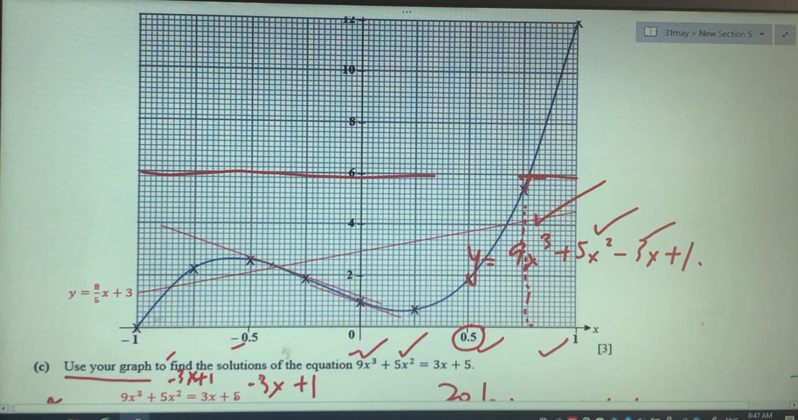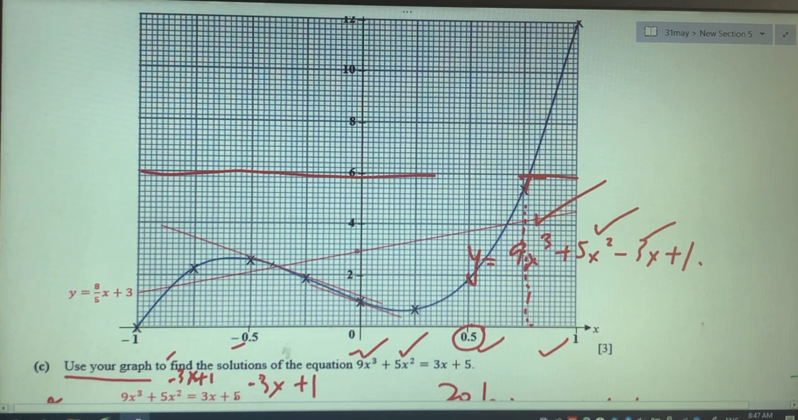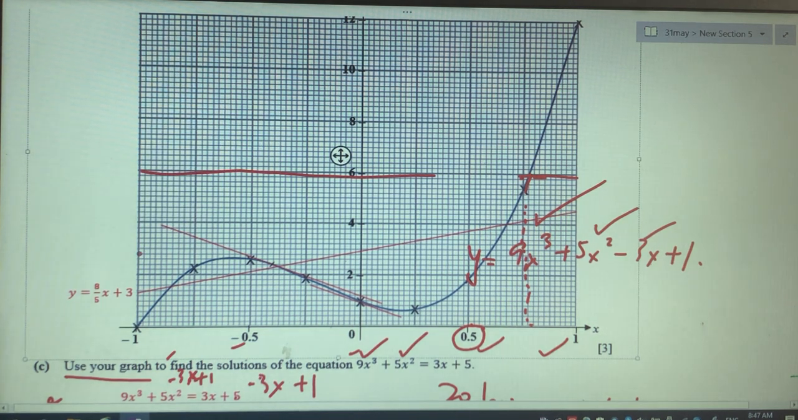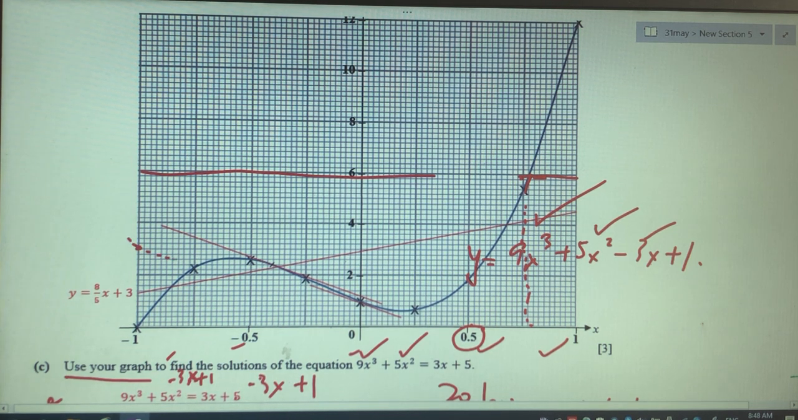This is the y-axis, this is the x-axis. I want a line that is going this way, okay? This is my guiding line. So I choose the value 3, and I choose 1 here. Okay, then I'll have a guiding line.